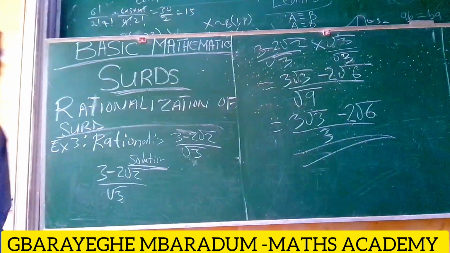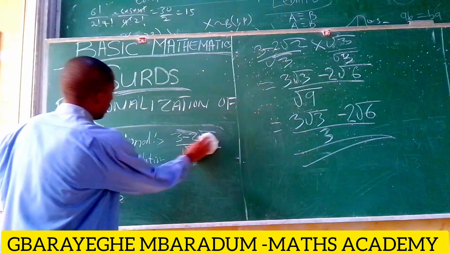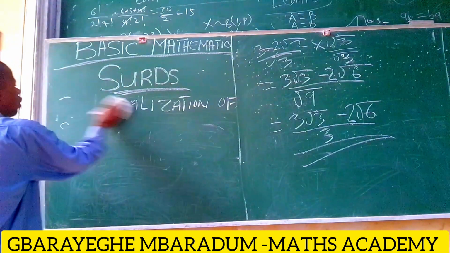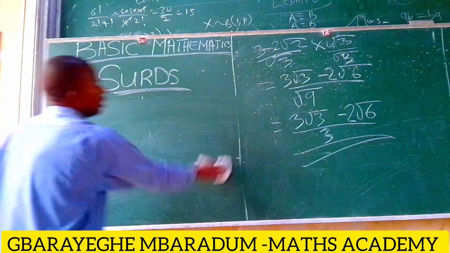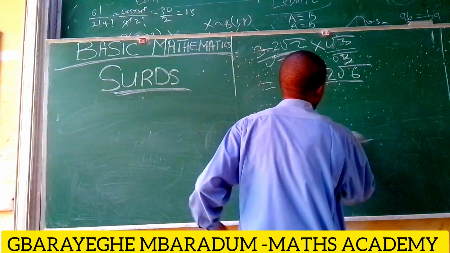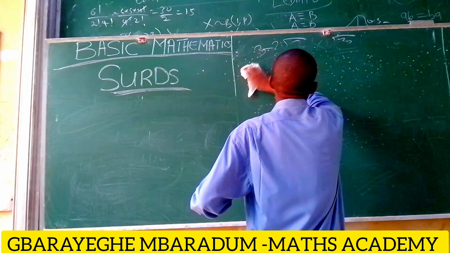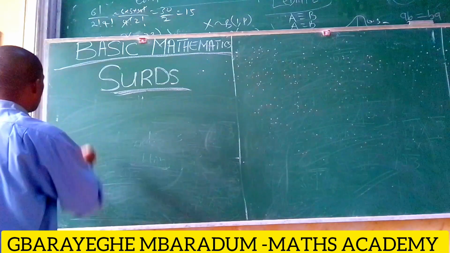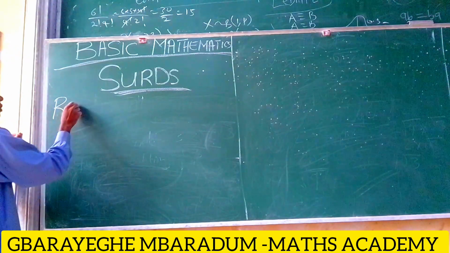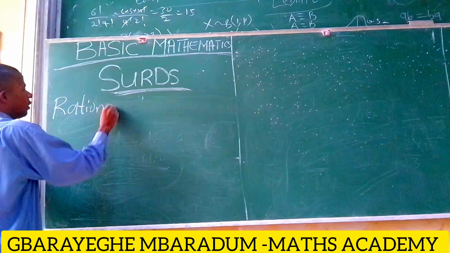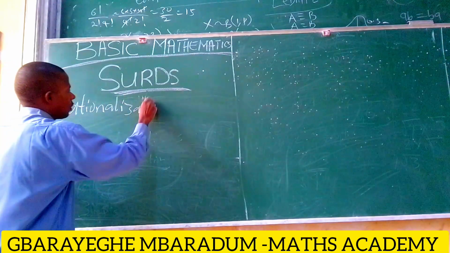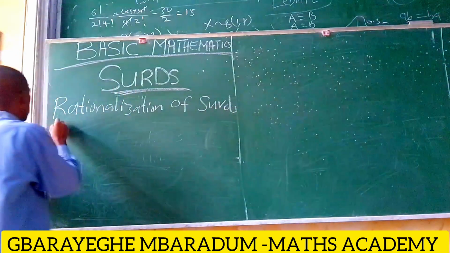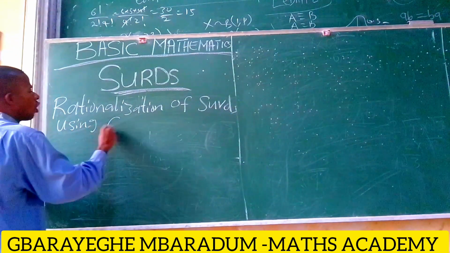Now let's look at the last point before we end the tutorial today. The last subheading we are going to look at on rationalization of surds is how to rationalize a surd using the conjugate method.